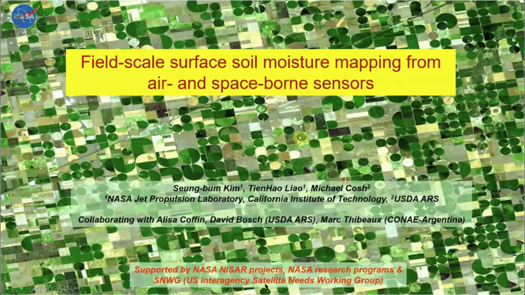Hello, today I'm going to talk about field scale surface soil moisture mapping from airborne and spaceborne sensors, hoping to replace the background optical image with soil moisture maps if possible. I'm Seung-Bum Kim from NASA Jet Propulsion Lab. Co-authors are Tianhao Liao from the same institution and Mike Koch. Some of the results are made in collaboration with Alisa Coffin, David Bosch at USDA, and an Argentinian colleague. This work is supported mainly by NASA flight project and research programs, also US Interagency Satellite Needs Working Group funding.